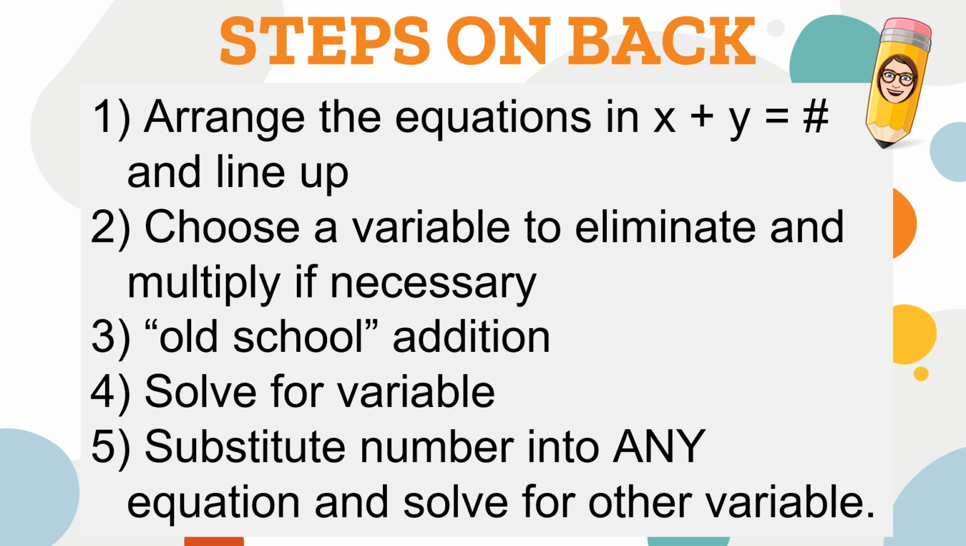Step 1, we want to arrange the equations in the standard form, which means x, y equals number. That requires some moving around. Step 2, we want to choose a variable to eliminate. Are you choosing the x's or the y's? This might require some multiplication. Step 3, my favorite, I like to call it old school addition. Draw a bar and add your columns. Step 4, after you've done that addition, you'll have a little bit of an equation to solve. Once you've solved for that variable, step 5, you want to take that number, plug it in to find the other variable.